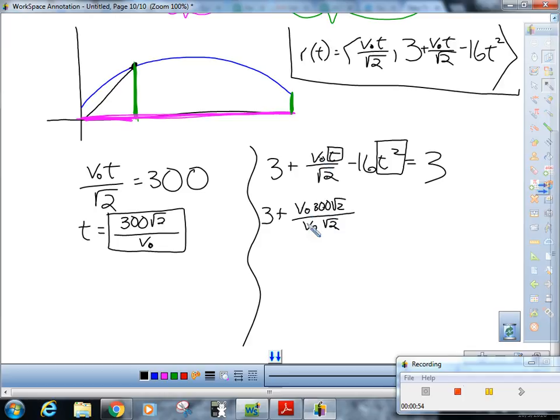300 radical 2 over V0 came in from there. Hopefully you can see that. Minus 16 times 300 radical 2 over V0 squared equals 3. Okay? The 3's are gone. You end up getting, the V0's are gone, the 2's are gone.